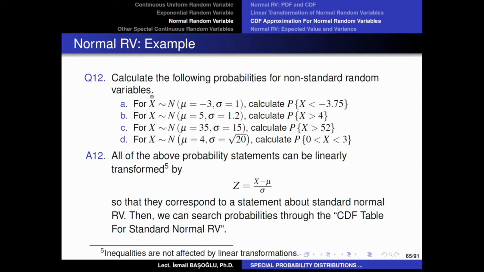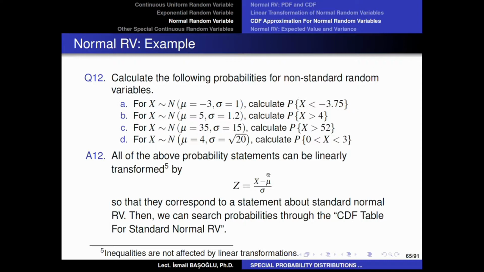It says, capital X is a normal random variable where the location parameter mu is equal to -3 and the scale parameter sigma is equal to 1. So the question gives me the parameters of this normal random variable, and it asks me the probability of this normal random variable to be less than or equal to -3.75. Now, I do not have any table regarding that distribution. I only have a table regarding standard normal distribution. So what I am going to do is to standardize this inequality.